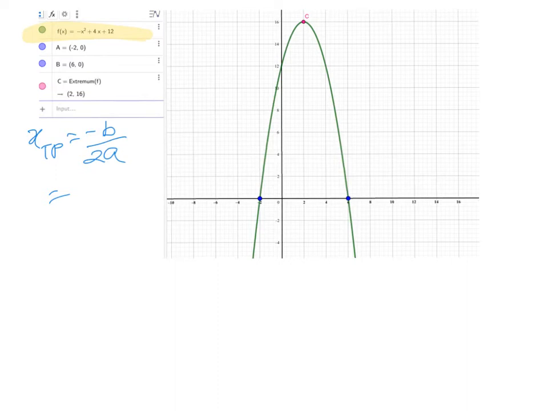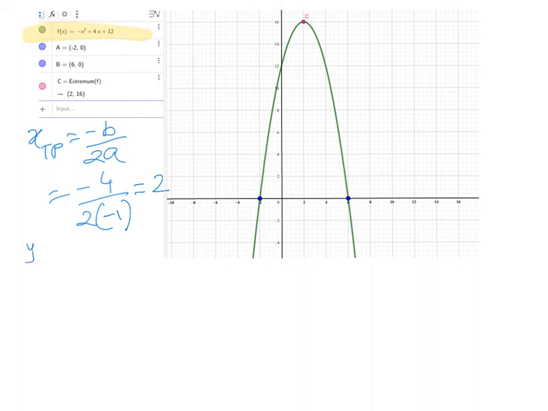Therefore, I will write minus 4 over 2 times, and my a is negative 1. The coefficient of x squared is negative 1. So I will write negative 1, and that will give me 2.